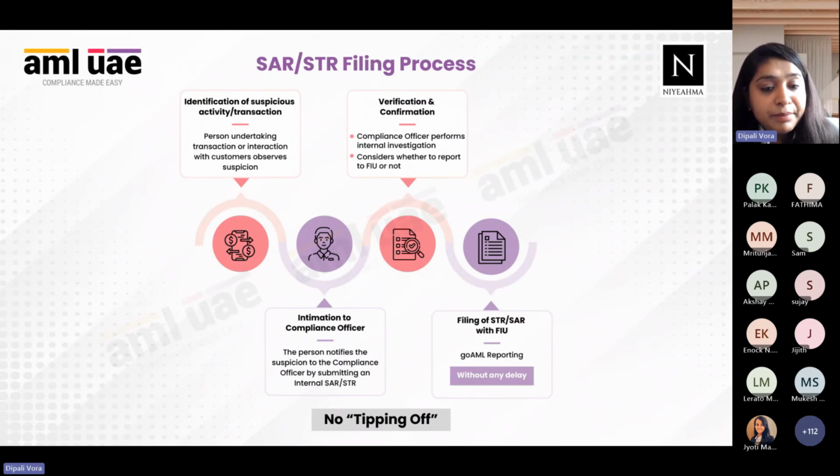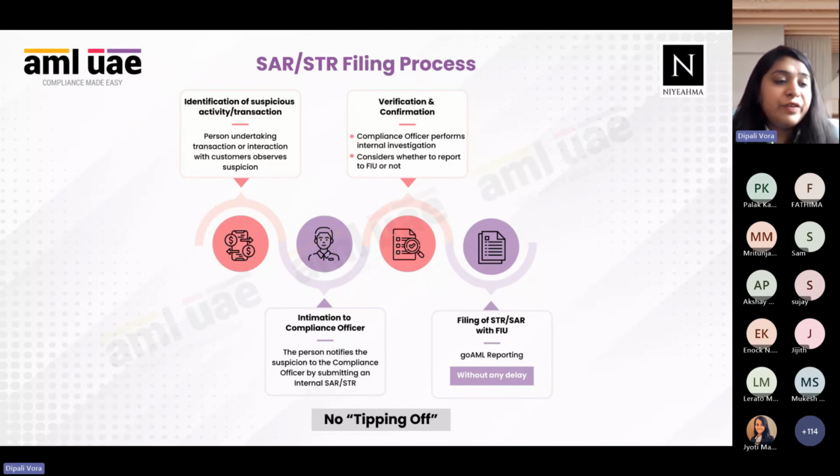As and when the compliance officer receives it, he is required to conduct an internal investigation and take a decision whether it is required to be filed with the financial intelligence unit or not. Whatever decision the compliance officer takes, that is to be documented. And if the compliance officer decides that it's required to report it to the FIU, then it is the complete responsibility of the compliance officer to file it with the goAML report without any delay.